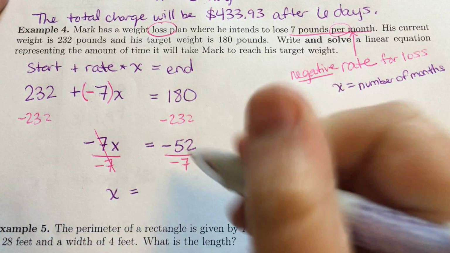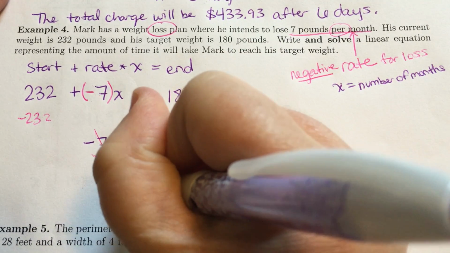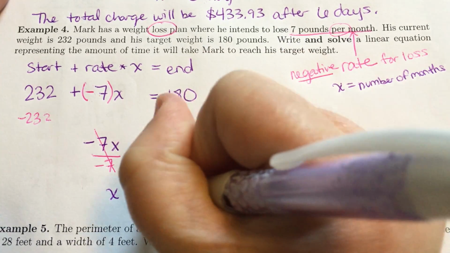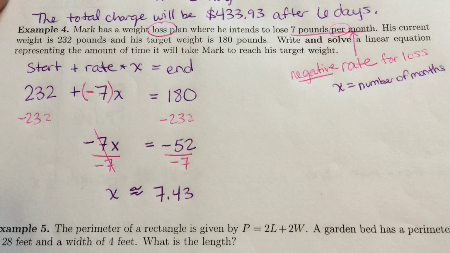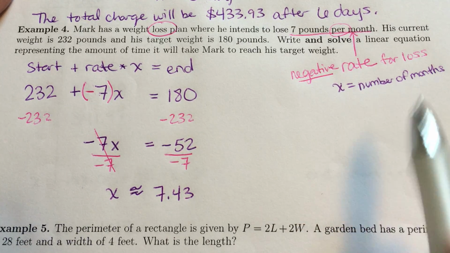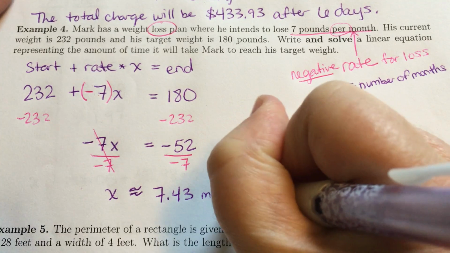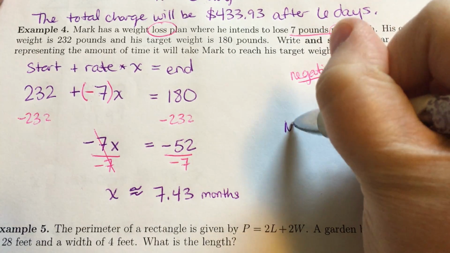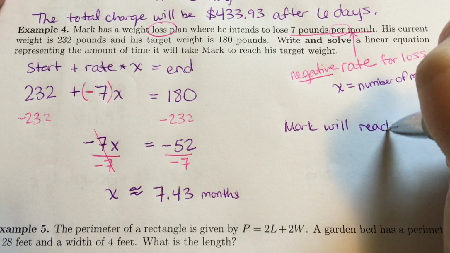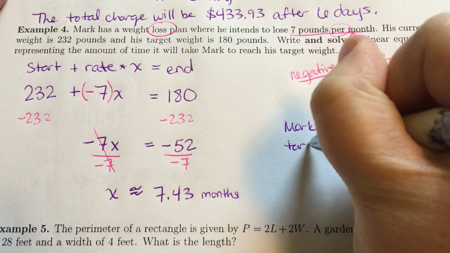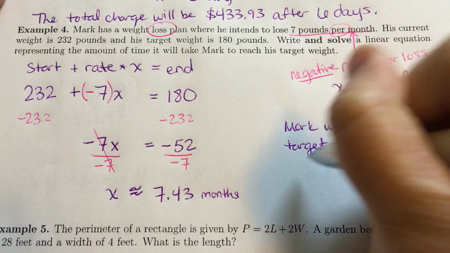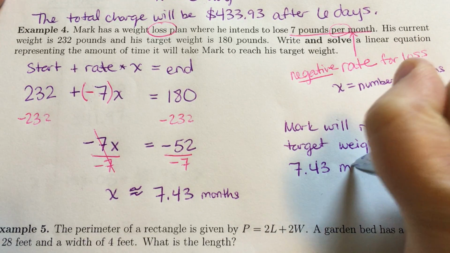definitely wanted. And this one, when I put it on a calculator, I'm going to use those approximately symbols for x. I got that x is approximately 7.43. Again, we should write out what that means. And so I wrote out that x is months, and so this is months. And then write a sentence about that. So that Mark will reach his target goal, his target weight after 7.43 months.